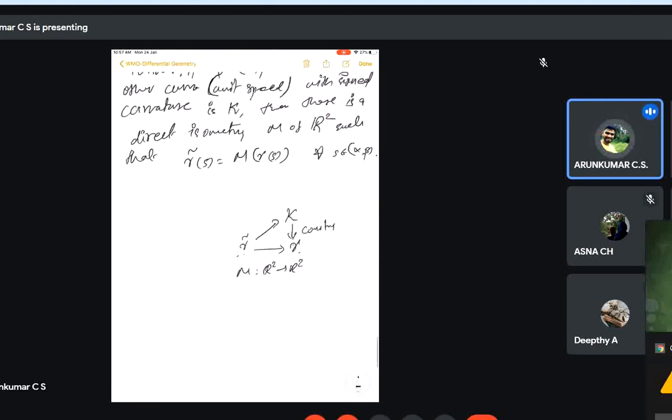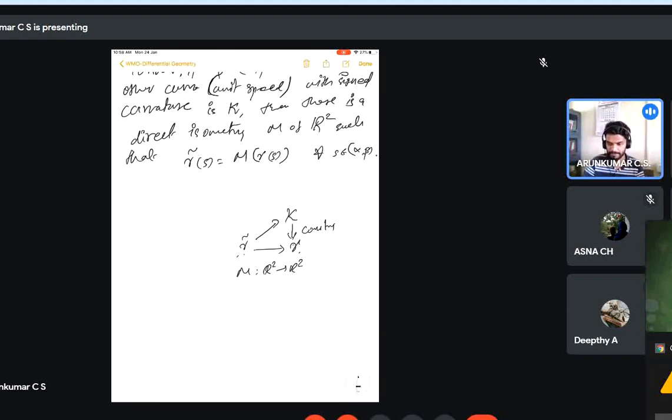So this theorem precisely says that if I have two curves with the same curvature, then there is an isometry that maps one curve to the other curve. And also the shapes of both curves will look the same. Since the map M preserves distance, the shapes of gamma and gamma tilde look the same. That's what it means for the curvature to be the same.